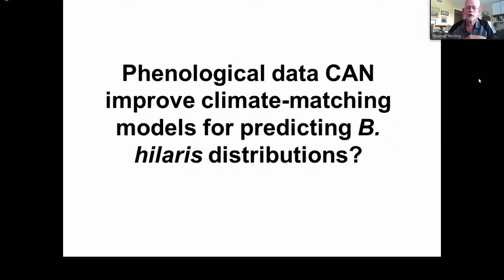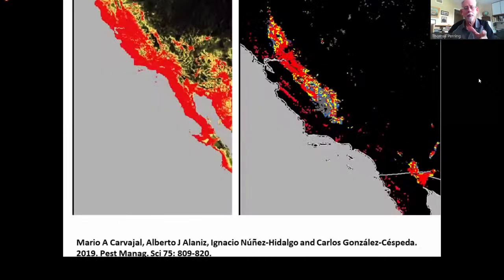Now, to be fair, Carvajal et al. in their paper didn't stop with just the climate matching. This map here is a refined map based upon crop layers and sort of human footprint in agriculture. And so you can see now the blue here is less likely to be a problem than the red, and it maps pretty close to where your problems are. So, I don't want to give the impression that this paper only looked at climate. It also looked at other variables and then refined the model.